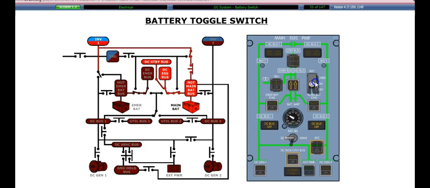In addition, the hot emergency battery bus will supply DC power to the DC emergency bus through the hot emergency bus transfer contactor. This configuration is known as basic mode.